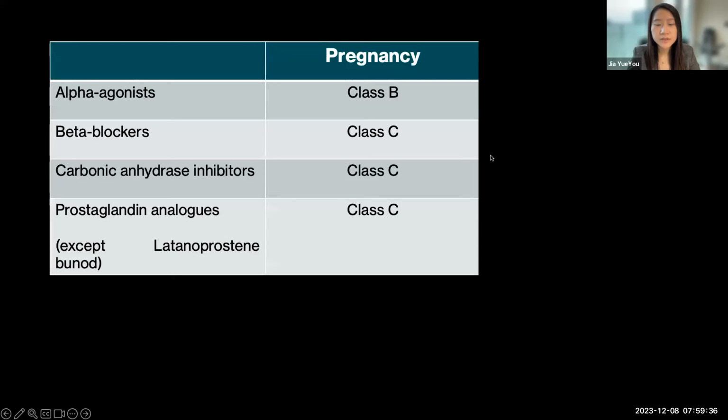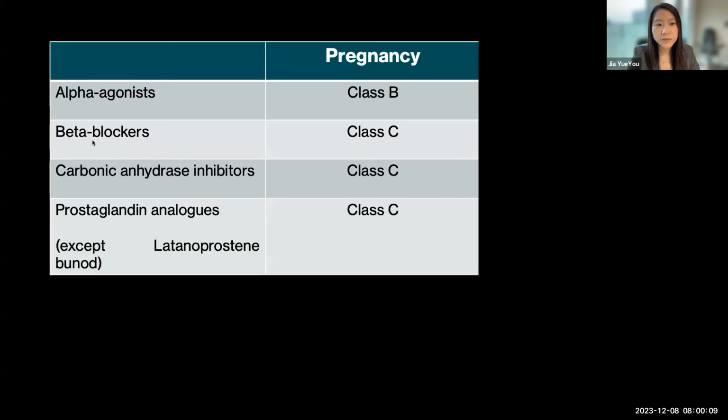In the first trimester, the Academy of Ophthalmology suggests to use alpha agonists as first line, and actually this discourages us from using beta blockers, carbonic anhydrase inhibitors, and prostaglandins because of the potential teratogenic risk and also premature abortion as well. In the second trimester, alpha agonist is still the first line, but now we can start considering beta blockers, carbonic anhydrase inhibitors, and also prostaglandin as well.